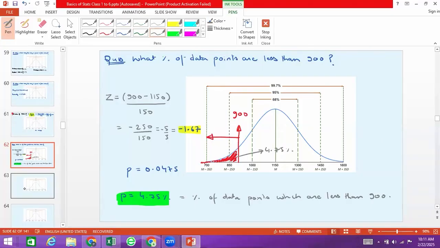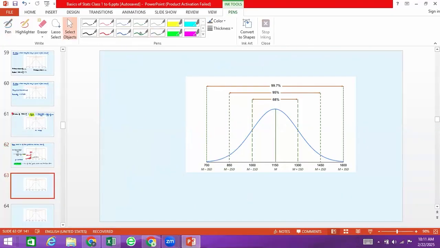Okay, now let's do one more question just for practice. Tell me what percentage of data points are present which are less than 800. I'm assuming, let's say, 800 is somewhere here. What percentage of data points are present which are less than 800? Simple thing: first calculate the Z value, go to the Z table and see what is the value associated with that Z value. That will be your answer.